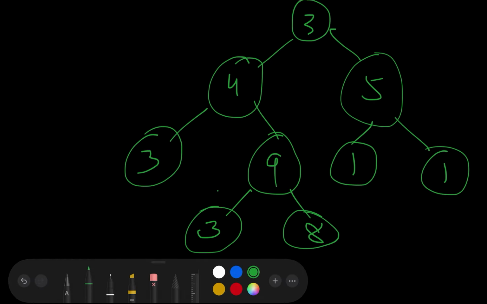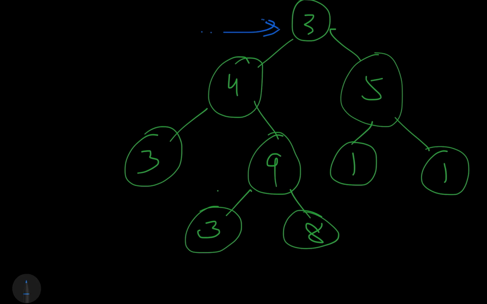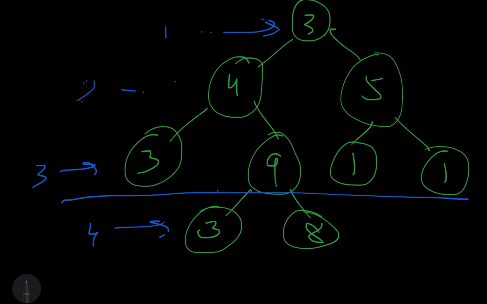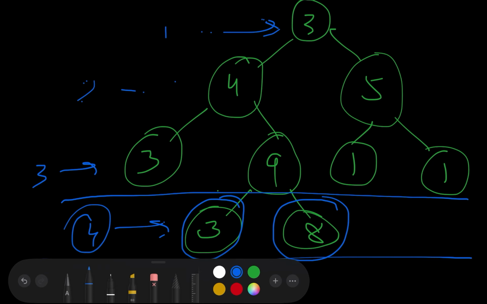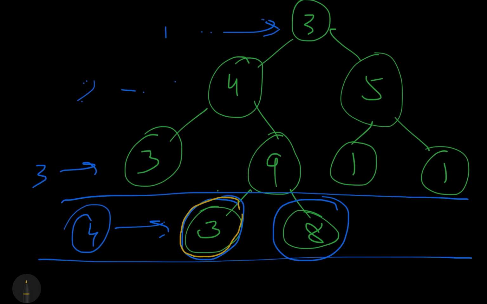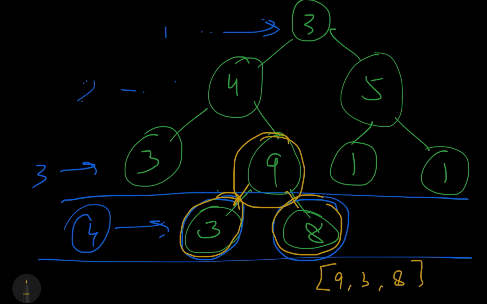Okay, so we know that this is level 1, this is level 2, this is level 3, and this is level 4. So all the deepest nodes would be in our last level. Here our last level is 4, so all the deepest nodes will be in this level. These are the deepest nodes. And we don't just have to return these deepest nodes, but we have to return the subtree which contains the deepest nodes. So what will be that subtree? It would be 9, 3, 8.